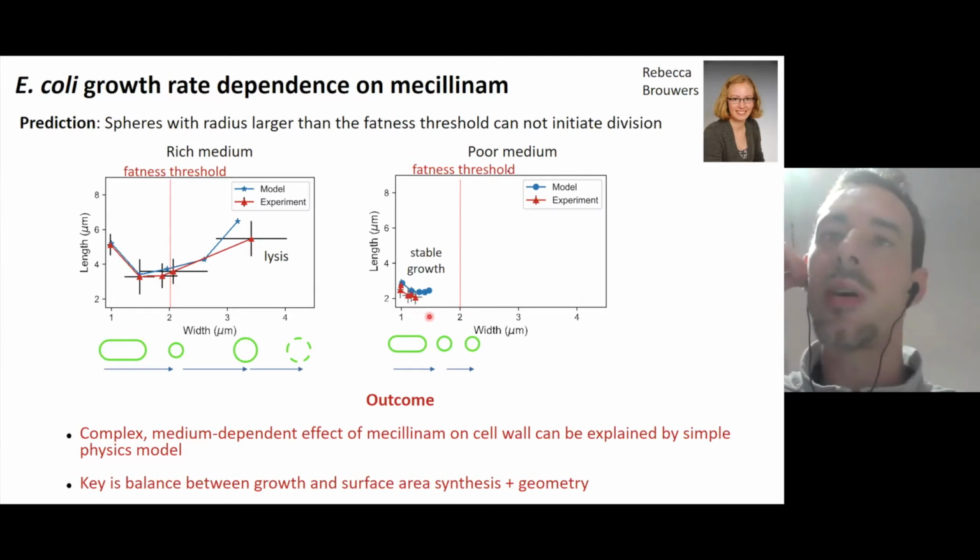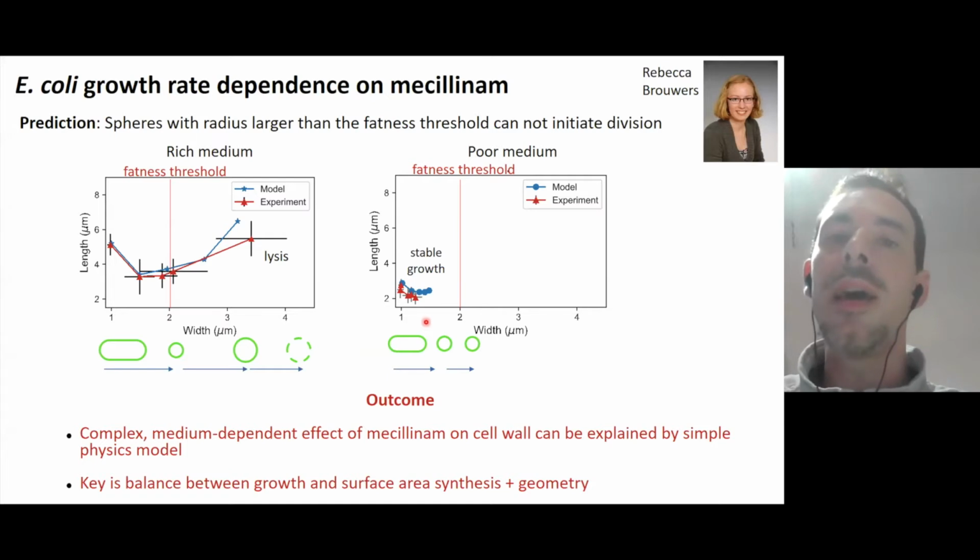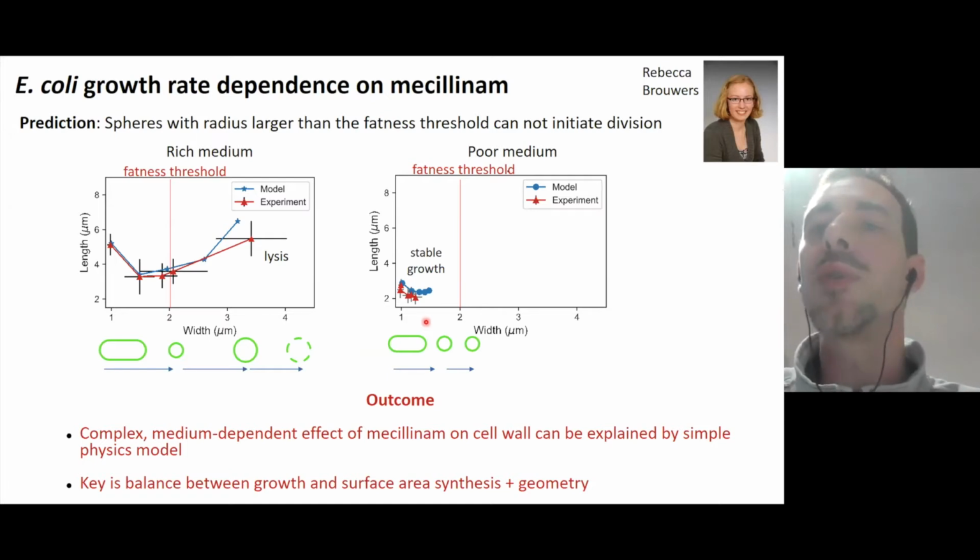So that one actually was a test for the model, and we can say that we are able to catch a complex medium-dependent effect of this mecillinam on the cell wall by simply setting up a very simple mathematical model. The key ingredients are the balance between the growth and the surface area synthesis, plus a geometric constraint. So we also tested this model further.